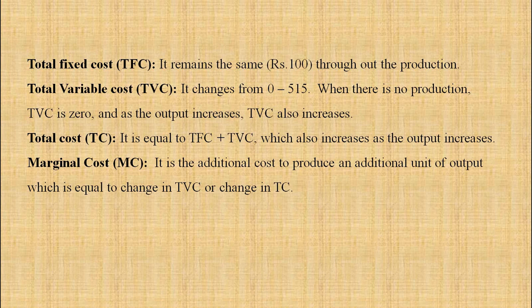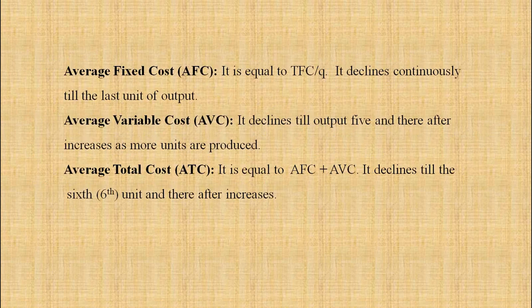Marginal cost is the additional cost to produce an additional unit of output, which is equal to the change in TVC or change in total cost. Average fixed cost is equal to TFC divided by Q. It declines continuously till the last unit of the output. Average variable cost declines till the output is 5, and thereafter it increases as more units are produced.